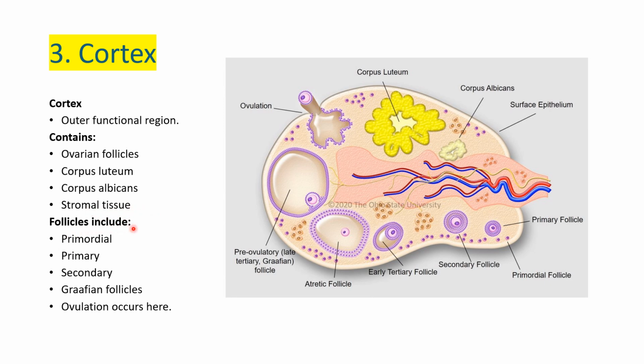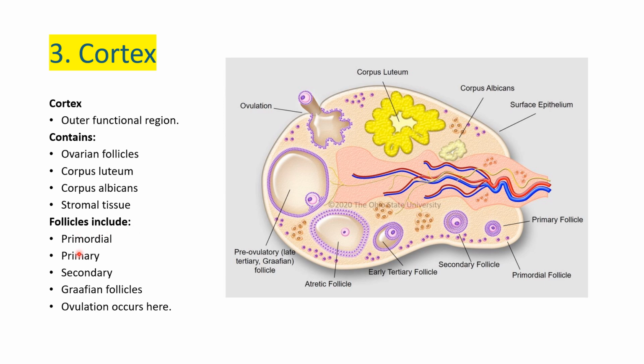So the follicles include, these are the different follicles. So you can see here we have got the primordial follicle, the primary follicle, the secondary follicle, then the early tertiary follicle, the atretic follicle there, then the pre-ovulatory late tertiary Graafian follicle. Then you've got the corpus luteum, corpus albicans. We are going to discuss the ovarian cycle.